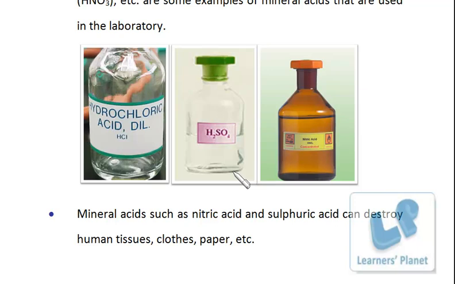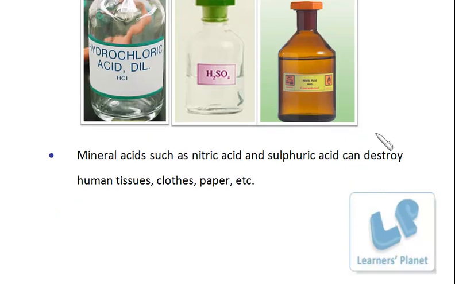They are really very dangerous, you can say. Mineral acids like nitric acid and sulfuric acid can even destroy human tissues, right? If by mistake it spills on your skin, it will be burnt. They can even destroy paper and clothes as well. If a drop falls on your clothes, on your shirt, maybe on your hanky, it will be burnt. It will have holes in it.